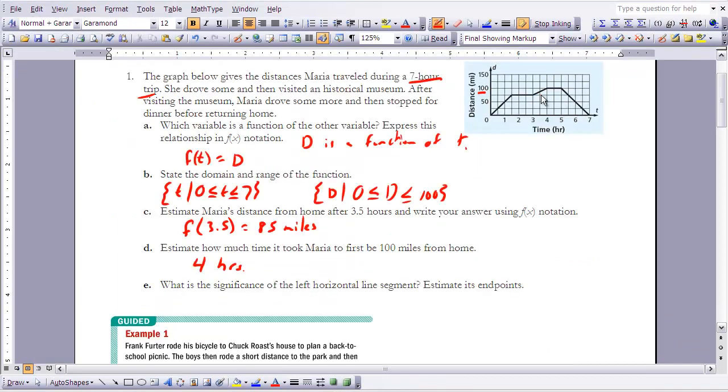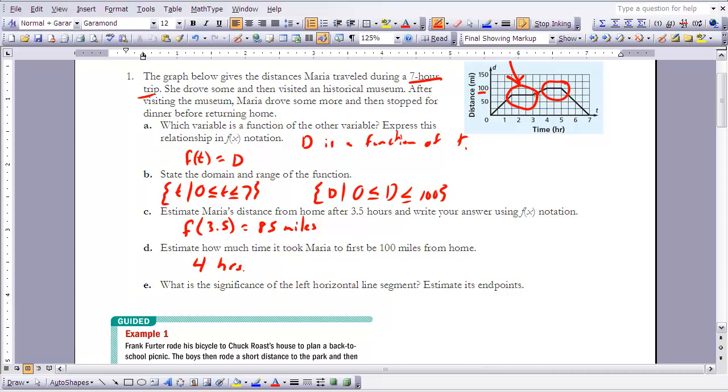All right, finally, part E says, what is the significance of the left horizontal line segment, and estimate its endpoints? Well, if you look at the graph, there are two parts of the graph that are horizontal. There's this part right here, and there's this part right here. Okay. Well, the left one would be this one right here. And what we want to know is, what is the significance of this?